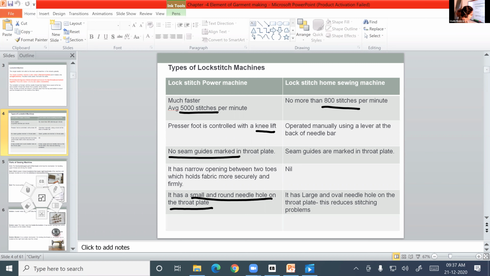The throat plate is something which you can see below the presser foot. I've shown what the presser foot is, right? It is a steel plate which you can see below the presser foot. The large and oval needle hole on the throat plate of the lock stitch home sewing machine reduces stitching problems. Okay, and that is the difference between the lock stitch power machine and the home sewing machine.